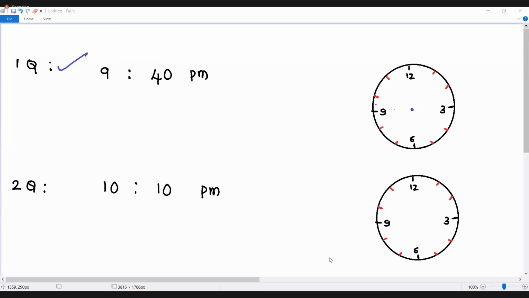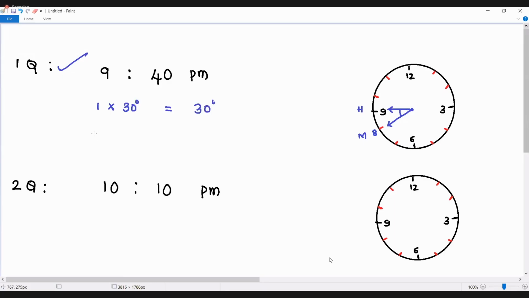9:40 means where will be the hour hand? Hour hand will be pointing towards 9. 40 minutes means minutes hand will be pointing towards 8. So how many hours of gap is there? You can just observe. There is 1 hour of gap, 9 to 8. So 1 hour will make 30 degrees as a tilt. So 1 into 30 is going to be 30 degrees.